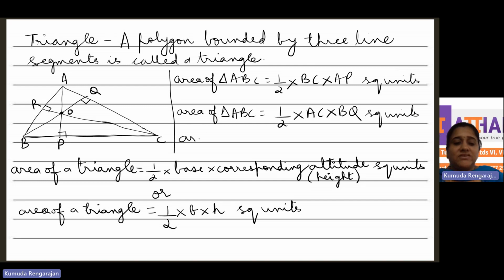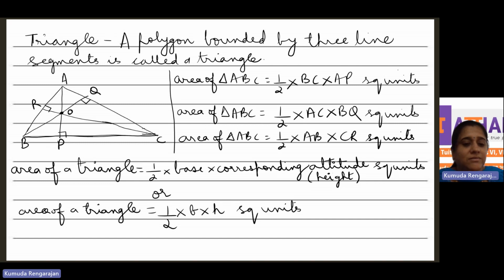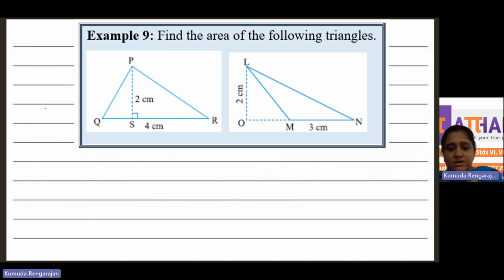One more we can write. Area of triangle ABC is equal to half into AB, which is the base, into CR, square units. See here, from C there's a line segment and it's landing on AB. See, this line segment CR is landing on AB, no? And it's making 90 degrees with AB. Okay, now you understood? Well, anyways, do it again.